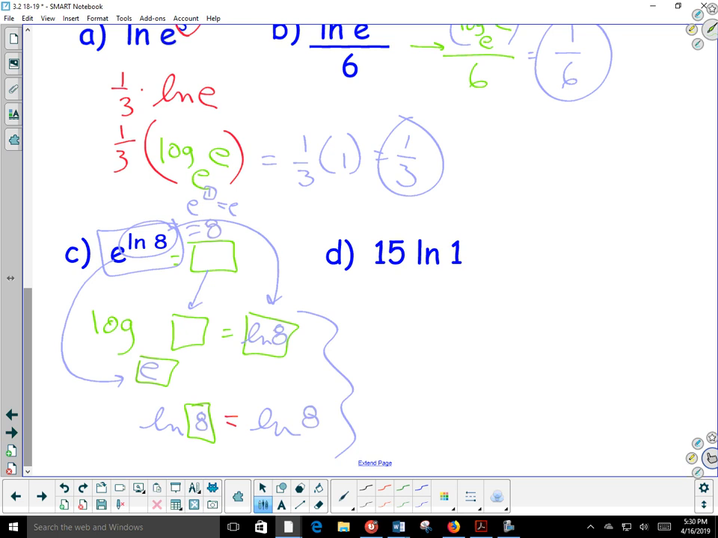All right, last one here, 15 times ln of 1. What was that ln of 1 again? That's log to the base e of 1, which is really saying e raised to what power gives me 1? Well, e to the 0 gives me 1. That means ln of 1 is really just a fancy way of writing 0. So we're going to write this as 15 times 0, which is 0.